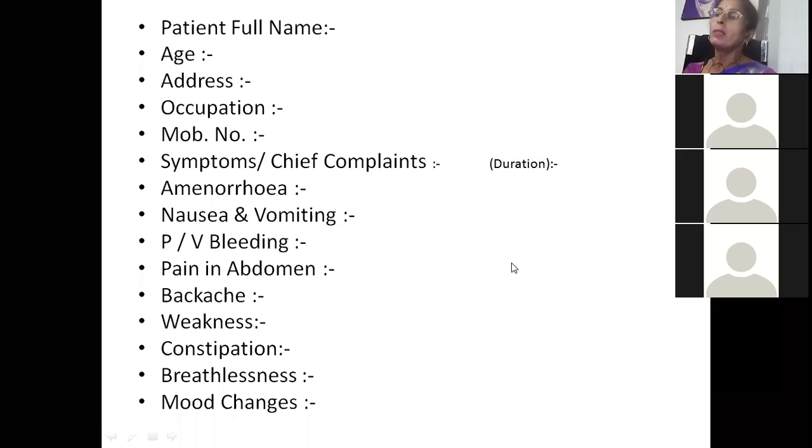Either from the LMP, you add 9 months and 7 days, or you can deduct 3 months and just add 7 days. The only thing is, if you are calculating from the back side, that is deducting 3 months, then you have to take the next year. Have you understood? So if today's date is 17th August, then you have to calculate the expected date of delivery.